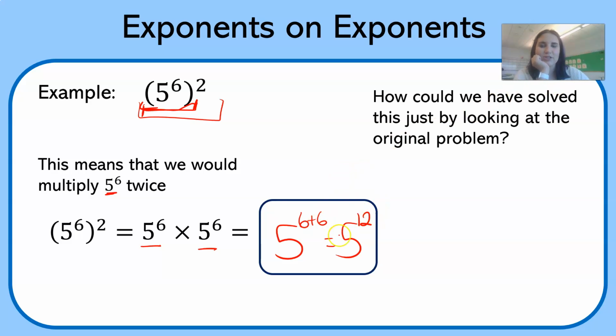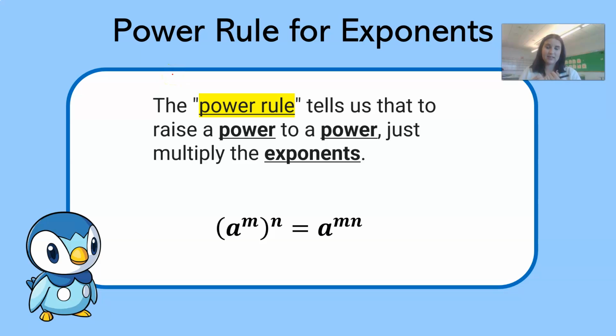How could we have solved that just by looking at the original problem? Well, if I go back to the original, I have 5 to the 6th squared, or to the second. And what's the relationship between 6 and 2 and the final answer of 12? Well, 6 times 2 is 12. So I could have just multiplied the exponents. And that's what the power rule says. The power rule tells us that to raise a power to a power, just multiply the exponents. So (a to the m) to the n equals a to the m times n. So you multiply the exponents.